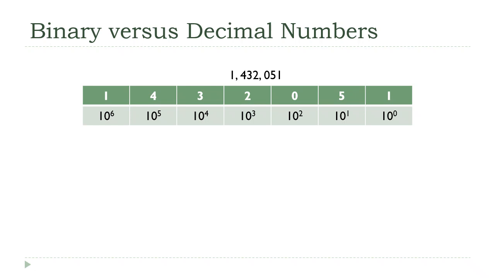So to get the original number, all I would do is multiply each digit by the power of 10 that it represents and add those values together. So if I do 1 times 10 to the 6th plus 4 times 10 to the 5th plus 3 times 10 to the 4th and so on, all the way out to 1 times 10 to the 0, the result would be 1,432,051.